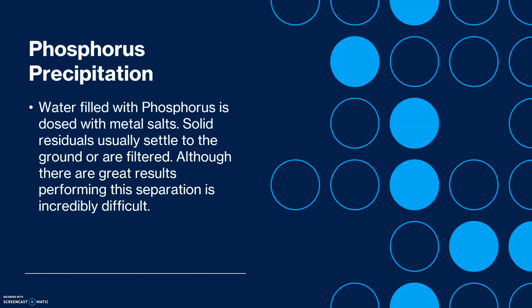Another process of removing phosphorus from the water is through phosphorus precipitation. Phosphorus precipitation is when the water that is filled with phosphorus is dosed with metal salts, and the solid residuals will usually settle to the ground due to gravity, or they're filtered out. Although this process is incredibly effective, it is incredibly hard to perform. So implementing this on a large scale like the Everglades does not seem very possible.